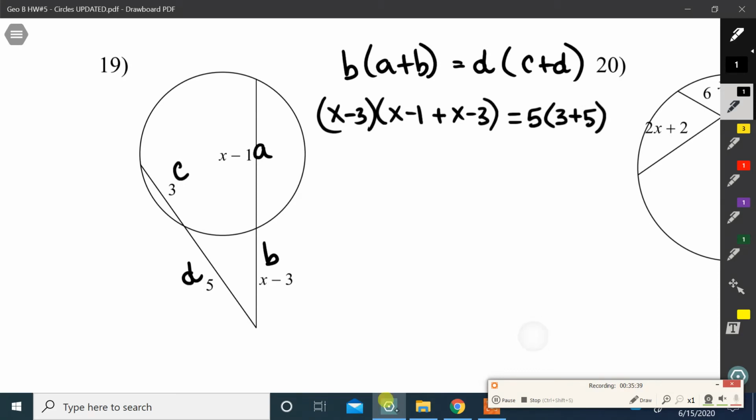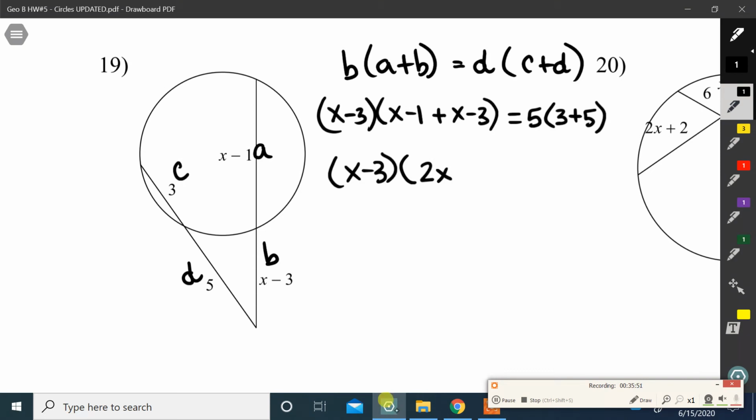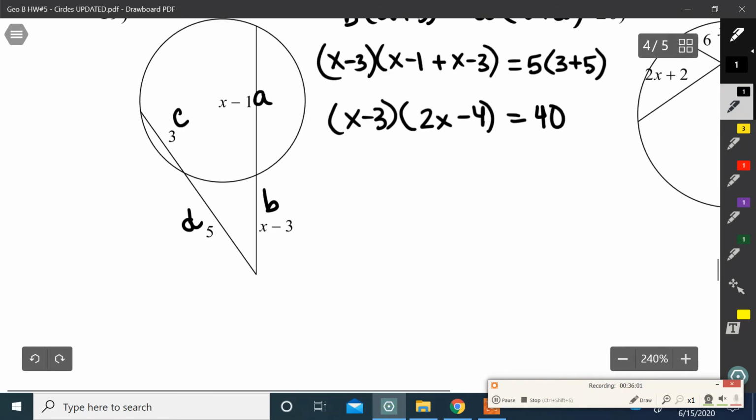Okay, now let's simplify this. We have x minus 3, x plus x is going to be 2x. Negative 1 plus negative 3 is going to be negative 4, is equal to 3 plus 5 is 8, times 5 is 40.